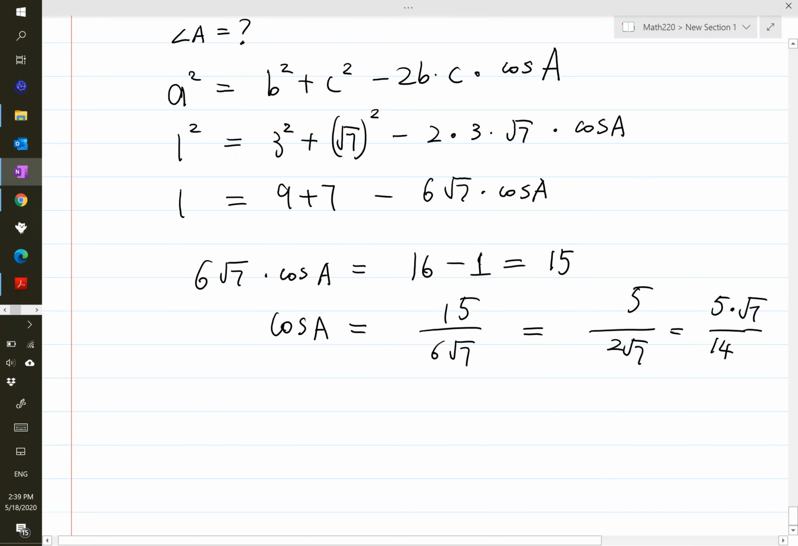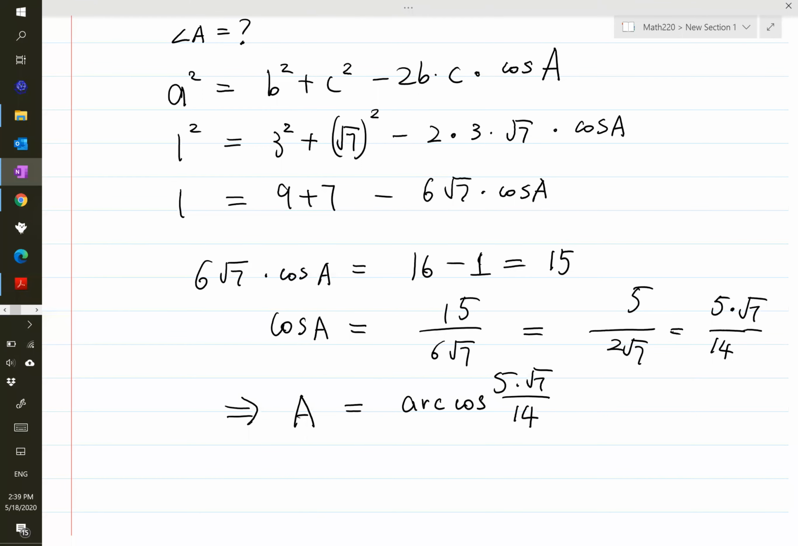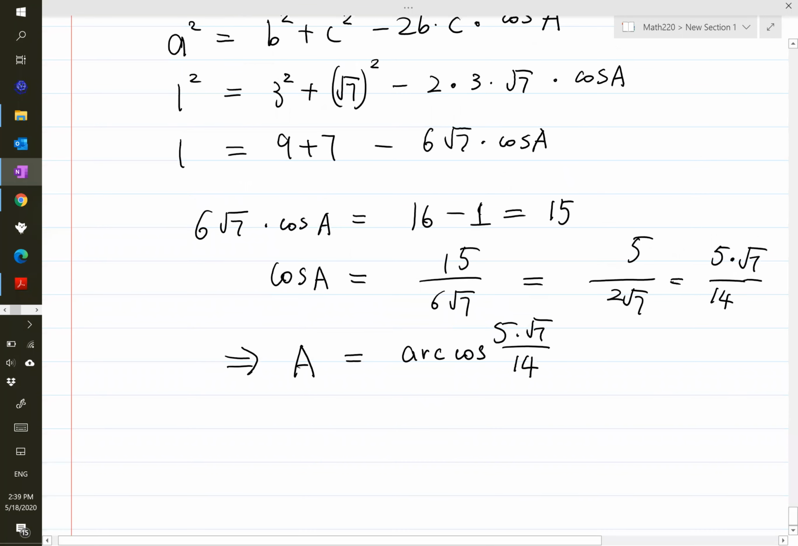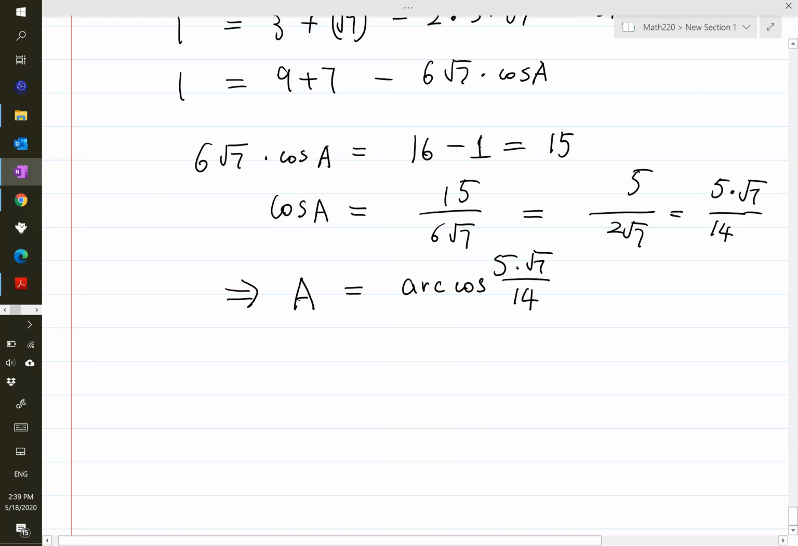So you can get A by taking the arc cosine of 5 root 7 over 14. You can use a calculator to find the angle A. Similarly, you can find the angle B. Now we will not solve that. So using the law of cosines, you can determine a triangle.